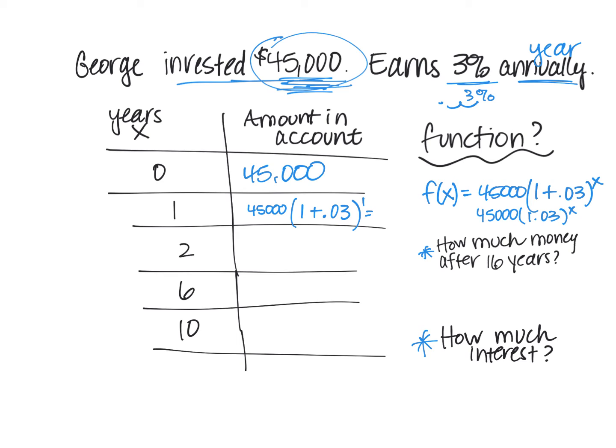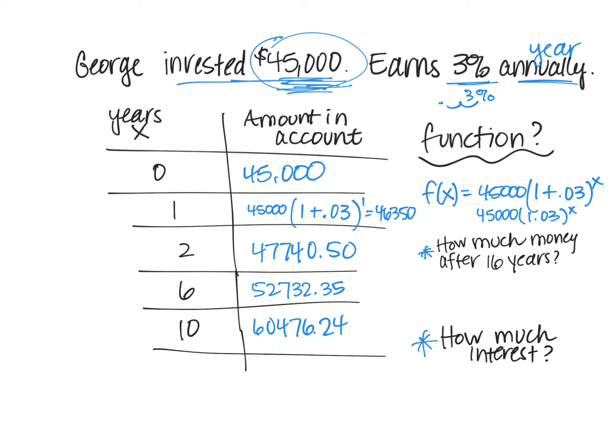So if you work that out after 1 year, I have to do that quick. Got to turn my calculator on, sorry. Well, that's just to the first, times 45,000. I think it's $46,350. I'm going to do the next ones and just put the answers in the video here.